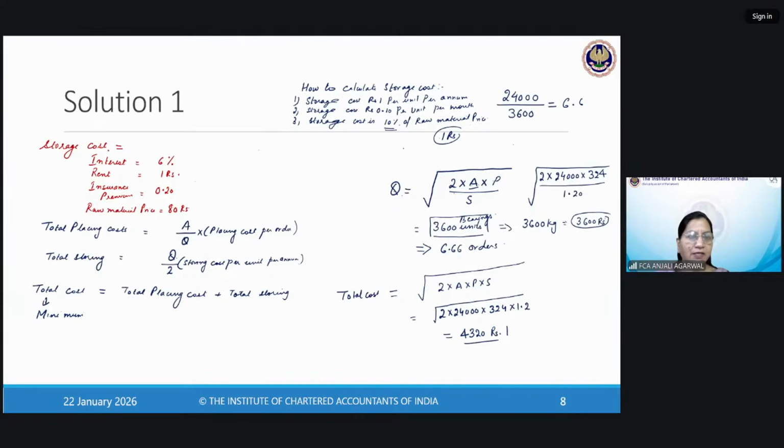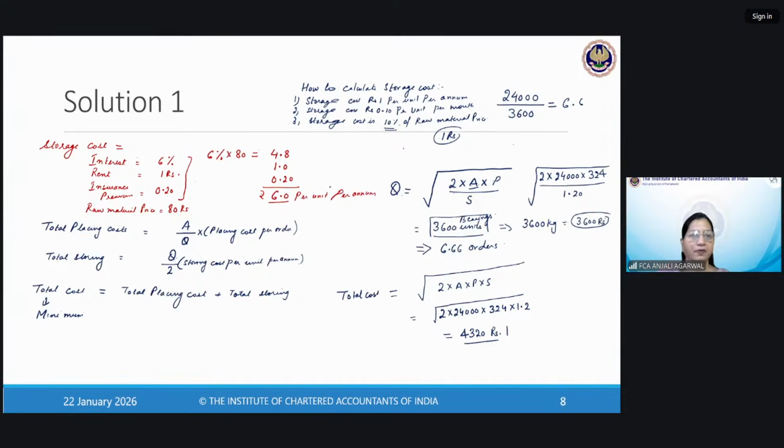So how will you calculate the storage cost per unit per annum? We will have to add up the three components, and as interest cost is given as a percentage, 6% will be applied on 80. So 4.8 plus 1 plus 0.20. So the storage cost is 6 rupees per unit per annum.